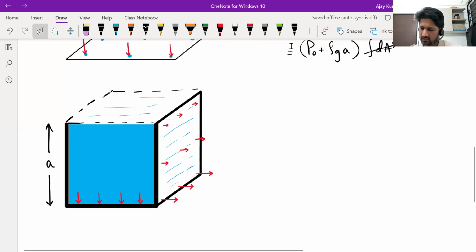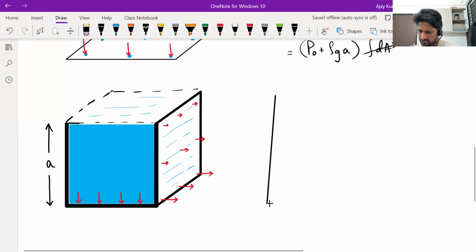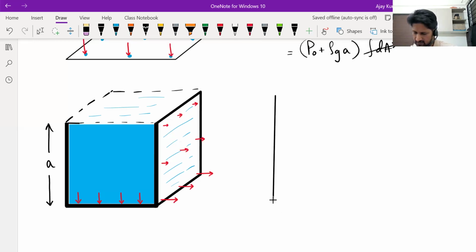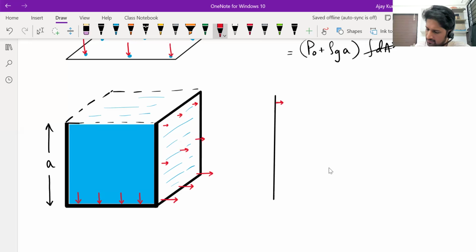So if you look at that wall of the container from the side, it looks like a straight line. And the force distribution will be like this. Higher up the surface, the forces will be weak. As you go down, the forces become stronger and stronger.